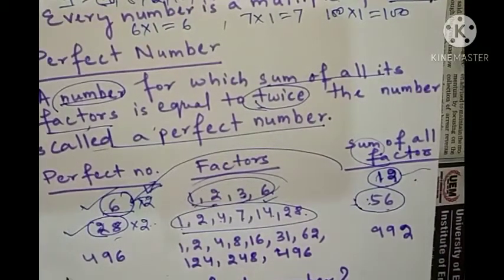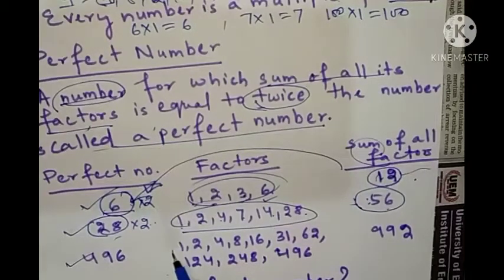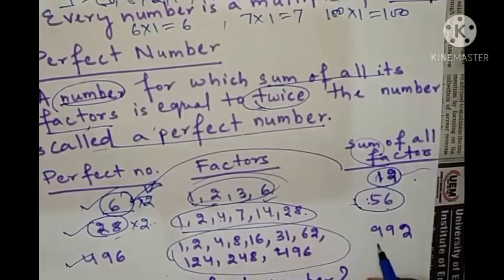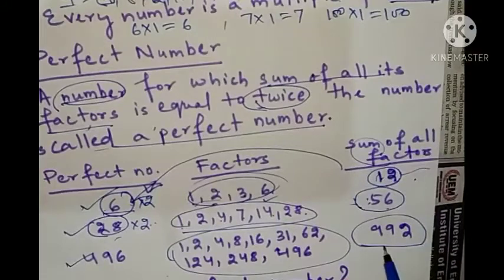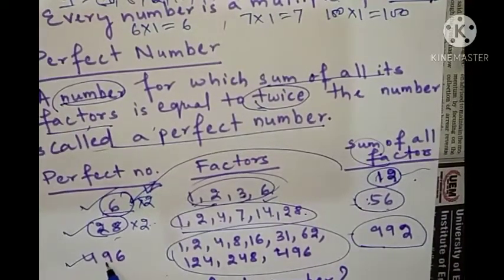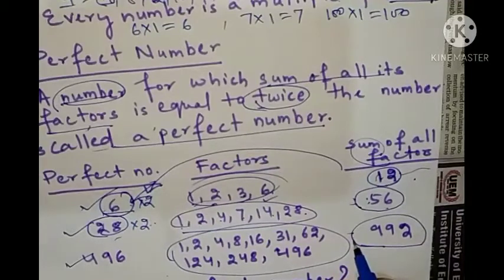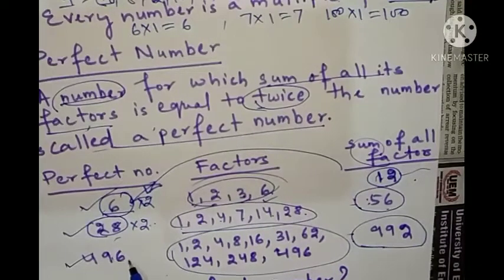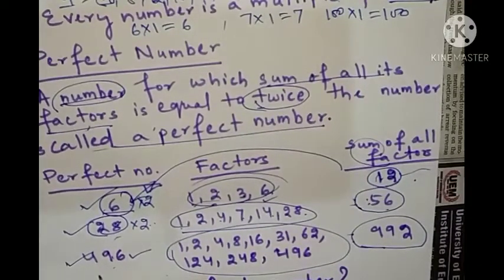Like that for 496 also, these are the factors. And if you add the factors, what are you getting? 992. And 992 is twice or double of 496. That's why 496 is a perfect number. Let's check.